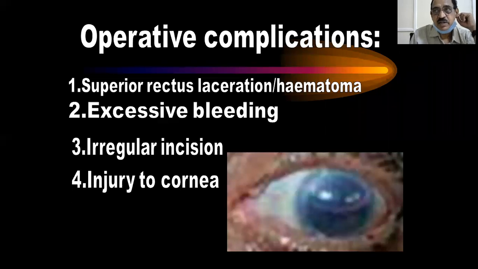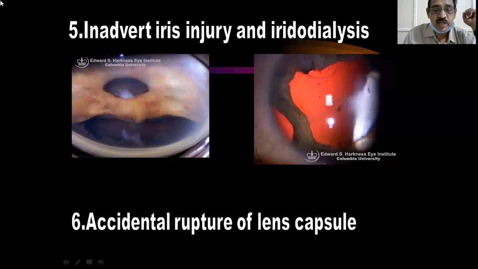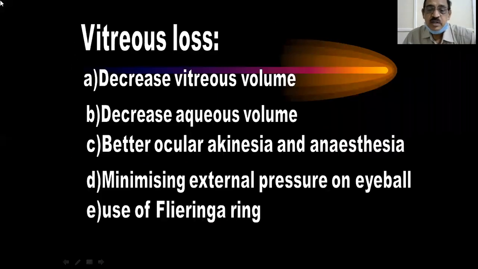And injury to the cornea: while you are entering the anterior chamber with a number 11 blade at 12 o'clock position, inadvertently you may hit the posterior surface of the cornea, giving rise to a Descemet strip. And if you go down a little, you may injure the iris, giving rise to an iridodialysis. And sometimes an accidental rupture of the anterior capsule can also occur. And vitreous loss can also occur. This is a very catastrophic complication because it should be dealt with very, very carefully.